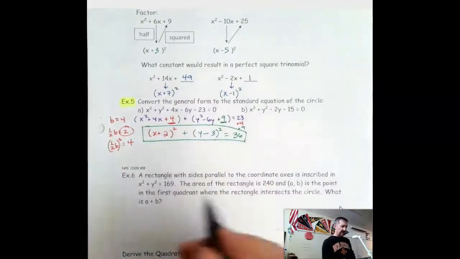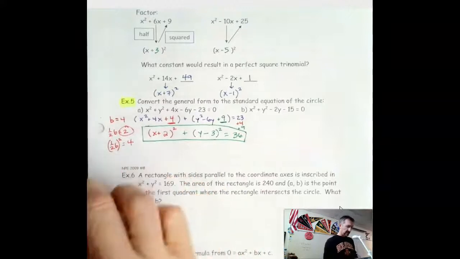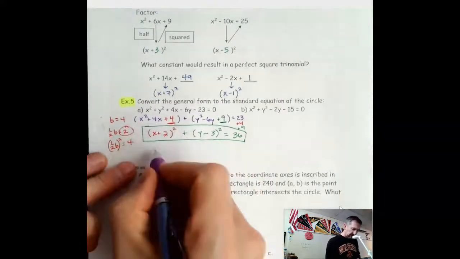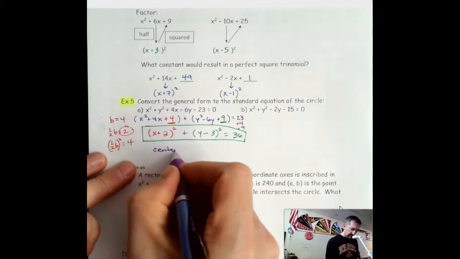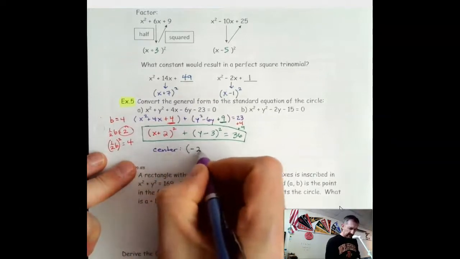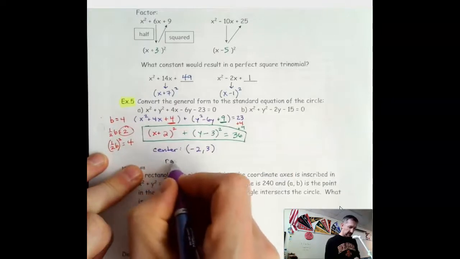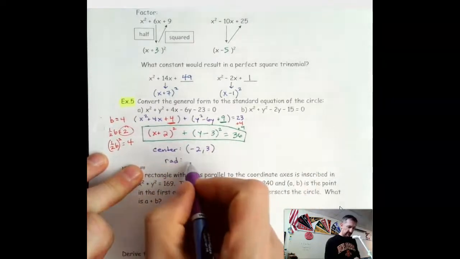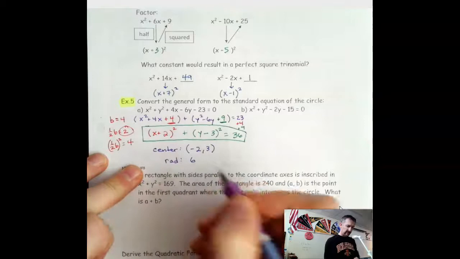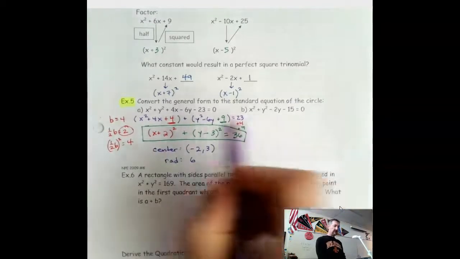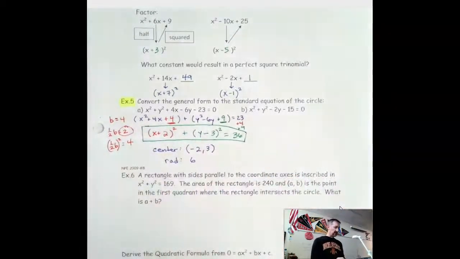Okay. Now, it wouldn't hurt to maybe mention that the center is at -2, 3, and the radius is the square root of 36, so that would be 6. They didn't specifically ask for that, but that's kind of what we're looking for when we do that.